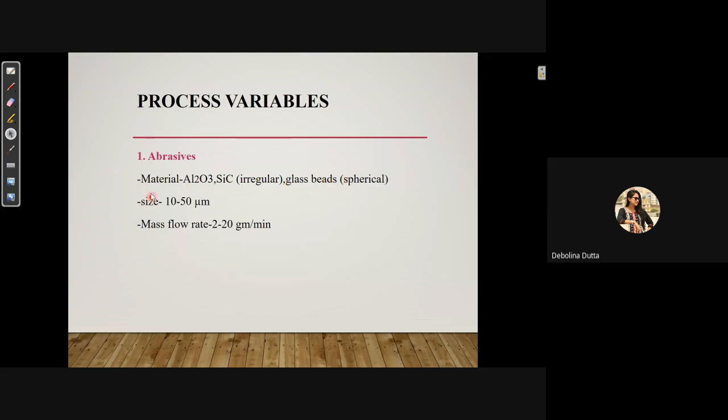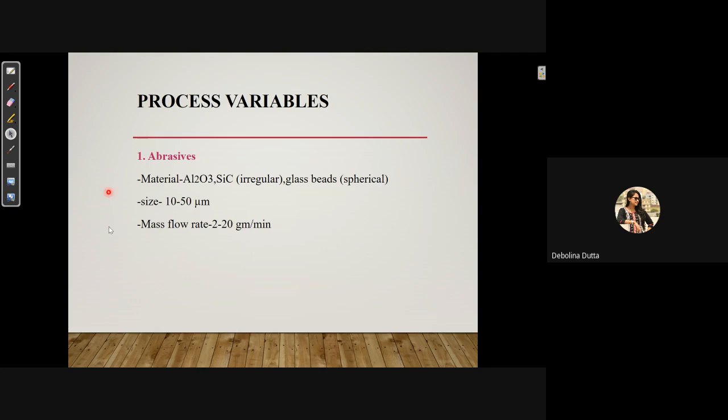Okay, size, that means the size of the abrasive grits may lie between 10 to 50 micron, micrometer. Then the mass flow rate is 2 to 20 gram per minute. Mass flow rate means how much abrasive particle we are using, that is 2 to 20 gram per minute. So this is the mass flow rate of the abrasive particle.